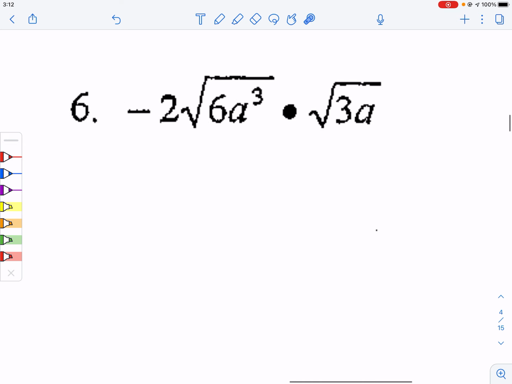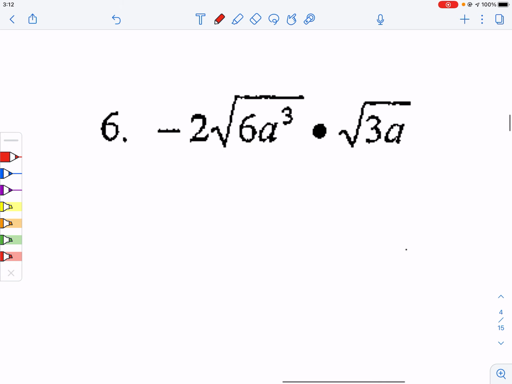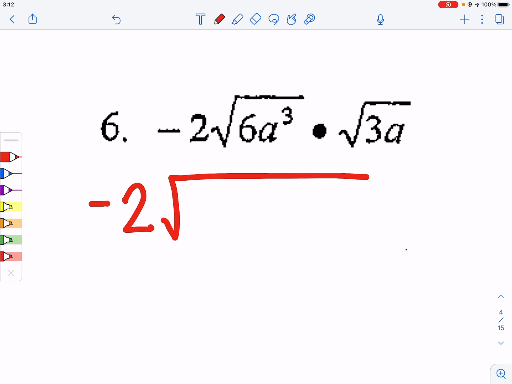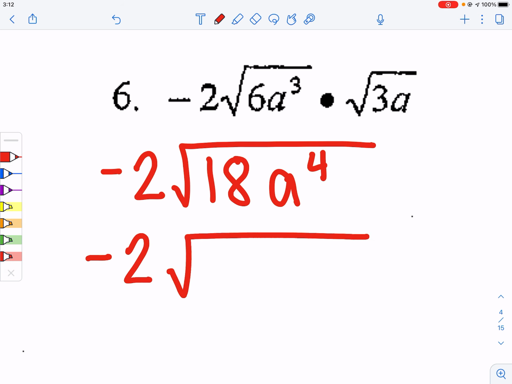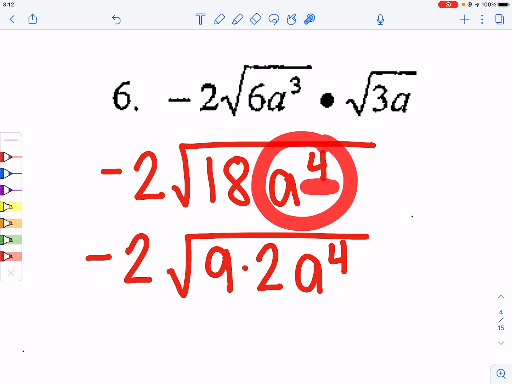Let's take a look at number 6. So same thing here. I'm going to check to see if I can find any perfect squares that divide into either of those numbers, which I don't see any. So I'm going to combine or multiply them together. 6 times 3 is 18. A to the third times A gives me A to the fourth. Now I'm going to split up my 18 and think of a perfect square that divides into 18. I know 18 is 9 times 2. And then my variable, I'm just going to leave it like this because it has an exponent that is even.